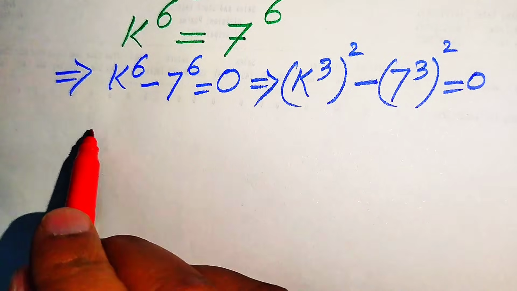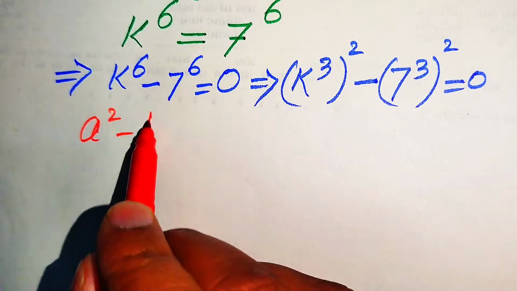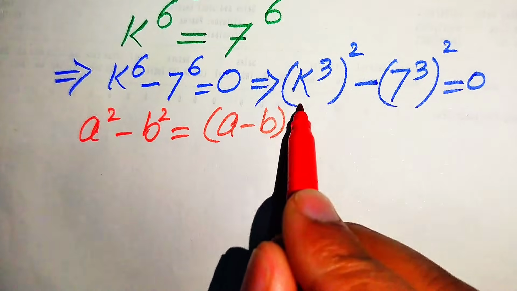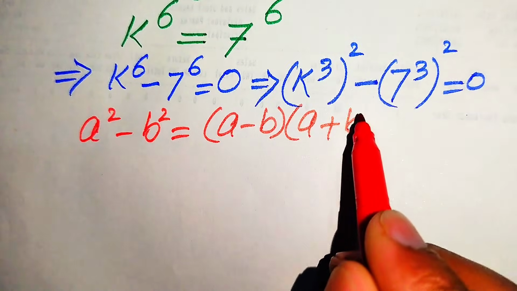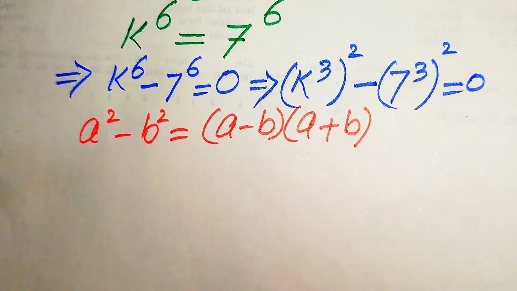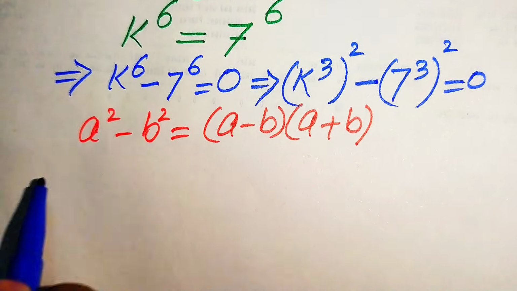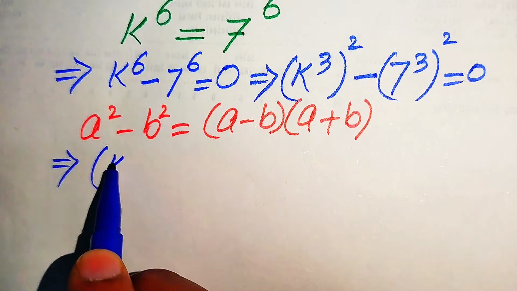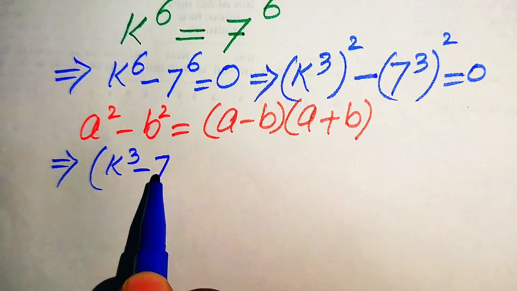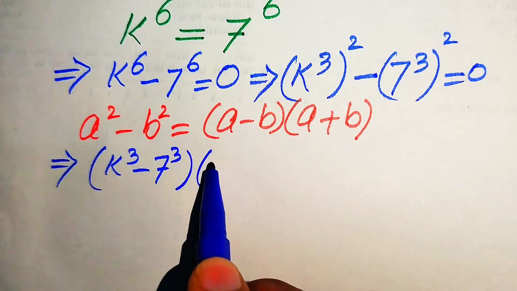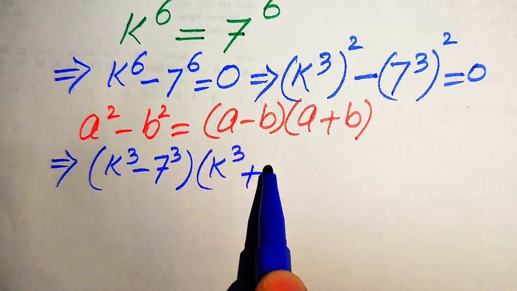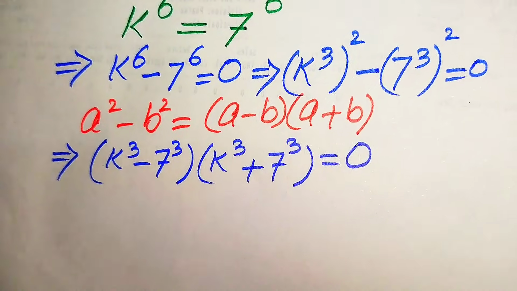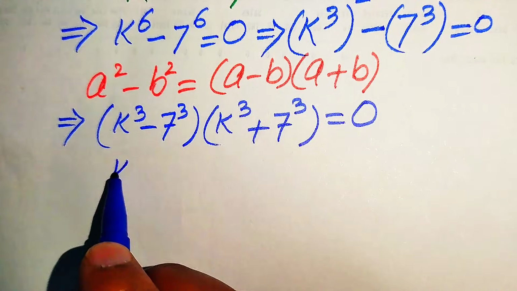make the factors of this equation by using this formula: if we have a square minus b square, it equals a minus b times a plus b. So according to this formula we write our above equation in this form. This becomes k cubed minus 7 cubed into k cubed plus 7 cubed, and this whole equation is equal to 0. Now we divide this equation into two cases.